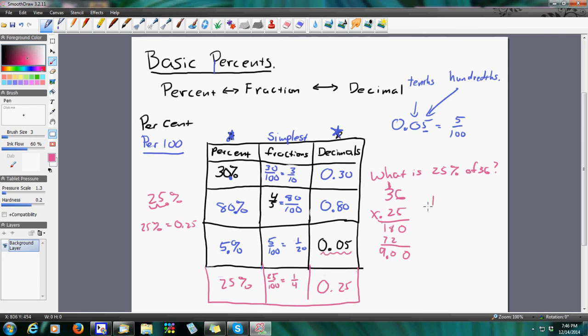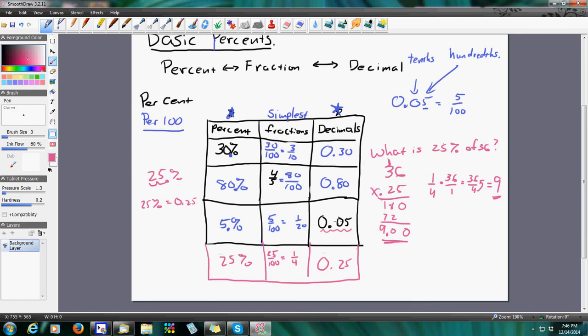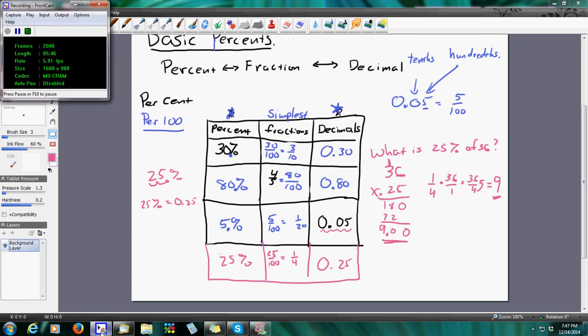So if I said, what's 1/4 times 36, I get 36 over 4. Well, how many times does 4 go into 36? The answer, 9. And look at that. So being savvy with your fractions and your percents and your decimals is a huge advantage you'll have over other people who choose not to be savvy.